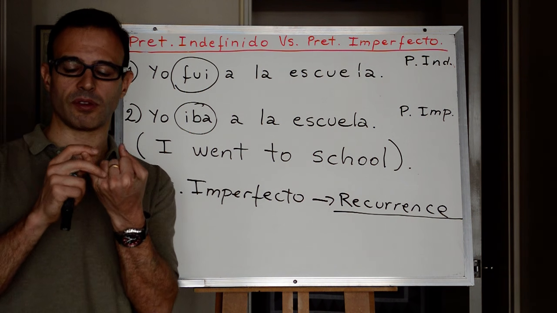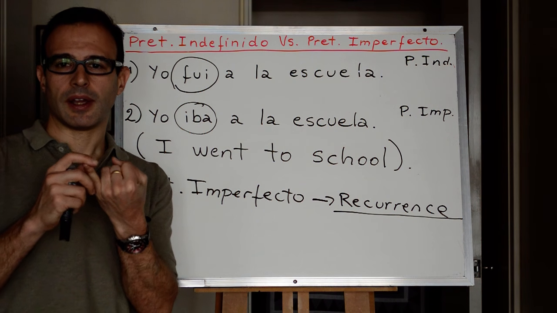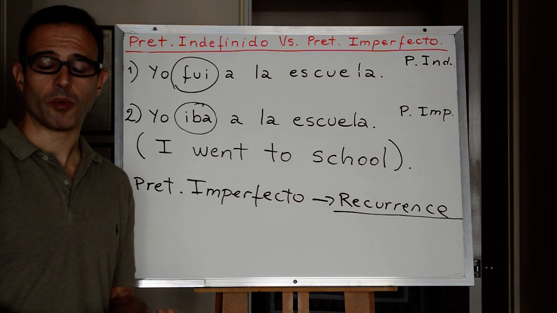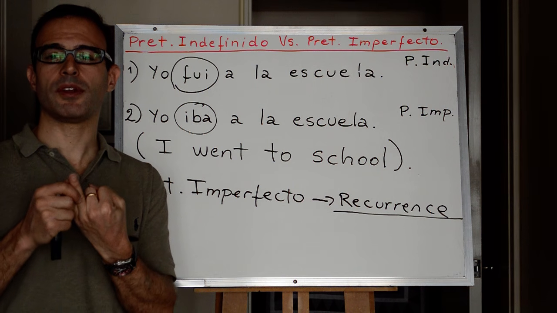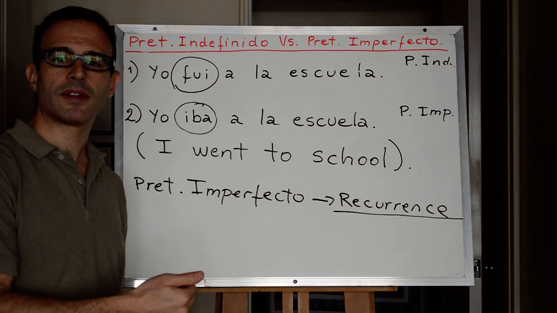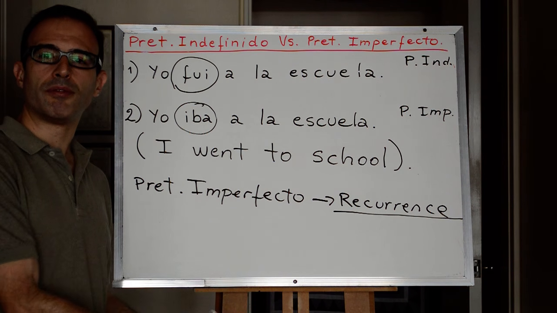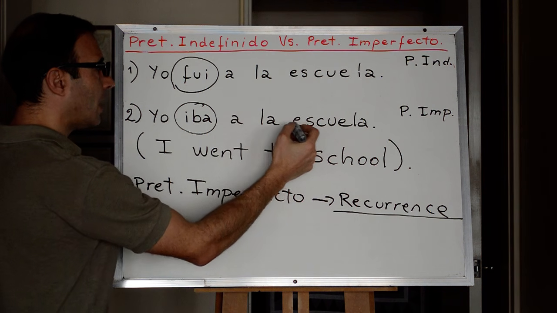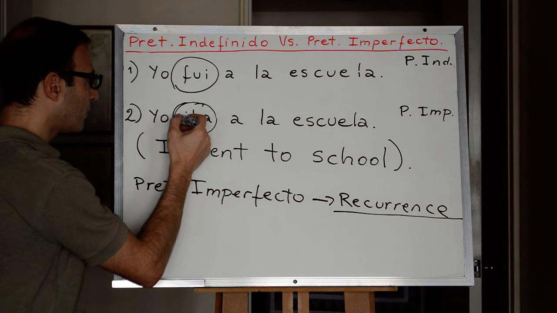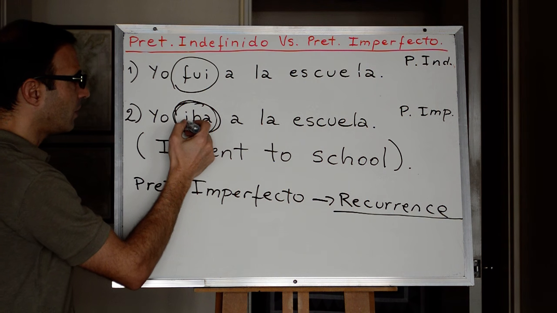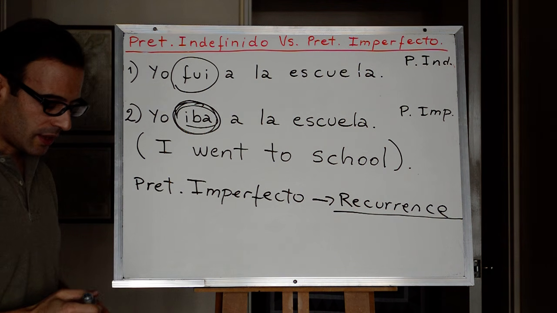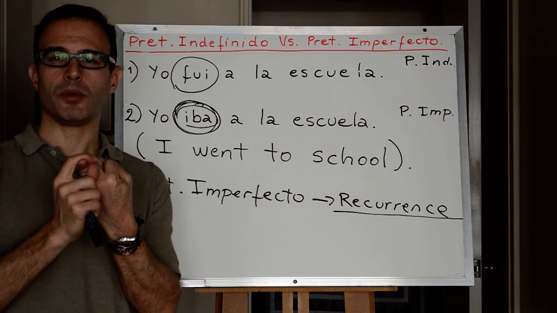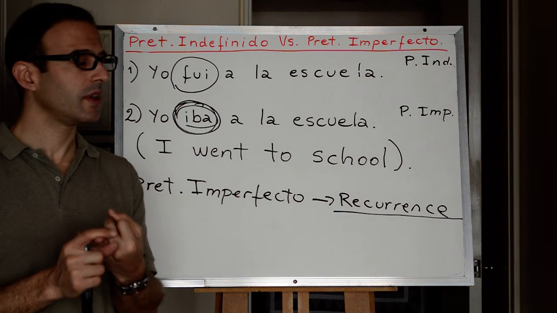But implying these two things. One, that I went, but I'm not going anymore, right? Maybe I changed my job, whatever. And two, it implies a recurrence. I'm implying that I would go frequently or regularly, okay? So, in this case, yo iba a la escuela, I went to school, iba. In this conjugation, it's implying that probably I'm not going anymore, and two, I would go on a regular basis, right?